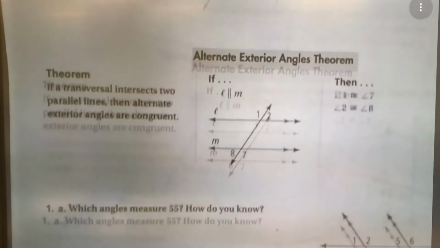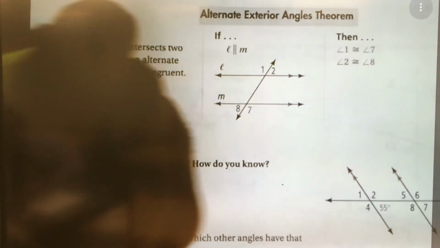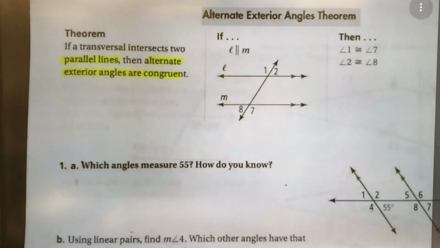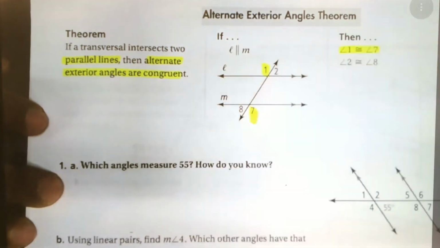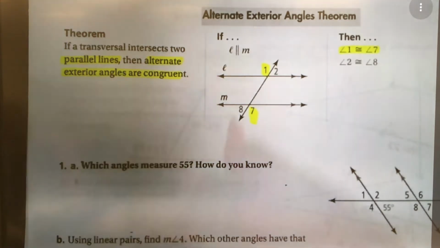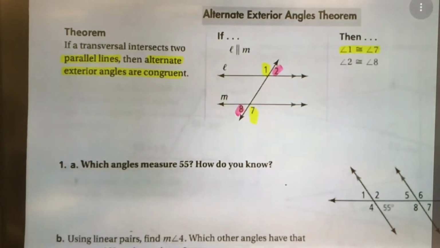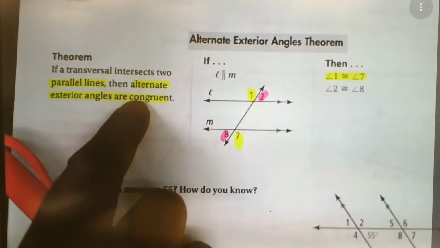The next one is the alternate exterior angle theorem. It says that if lines are parallel, then alternate exterior angles are congruent. That means 1 is congruent to 7. They are the alternate exterior. And in the same way, for angle 2, the alternate exterior angle is 8. So they are also congruent to each other. So when you look at that one, alternate exterior angles are congruent.